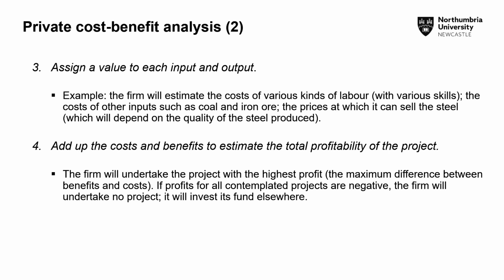So we assign a value to each input and output. The firm will estimate the costs of various kinds of labor, in other words, the inputs, and the cost of other inputs. In our steel example, it might be coal and iron ore, and the prices at which it can sell. In the 4th step, it will add up all these costs and benefits and estimate the total profitability of this project. And we'll then aim to undertake the most profitable project out of those.